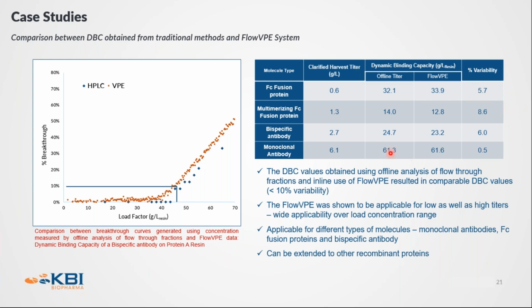We repeated these experiments for intermediate titers and a high titer, and we saw that the variability was always less than 10%. And this variability is acceptable to us for multiple reasons. The first reason is that we have a factor of safety built in when we decide our maximum binding capacity, maximum loading capacity. So a little bit of variation is not going to make or break our process.